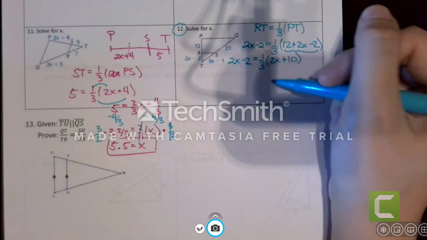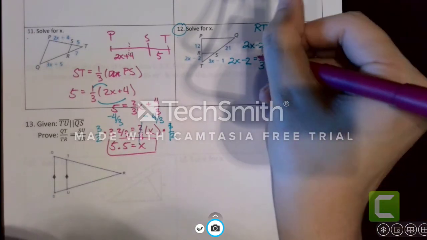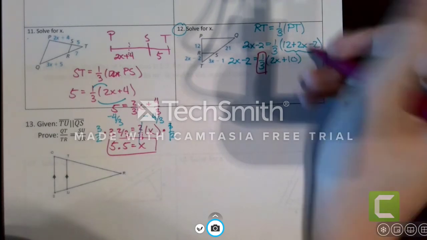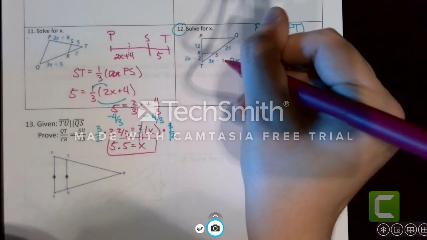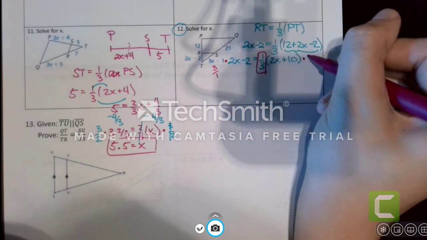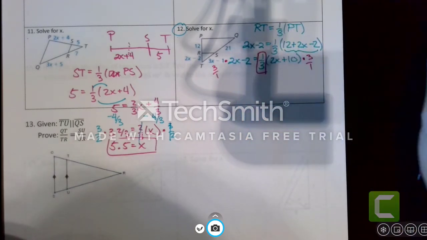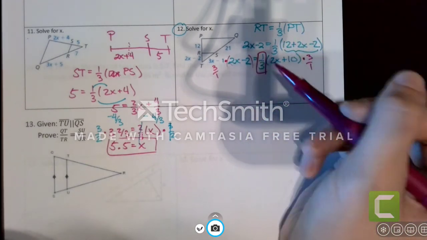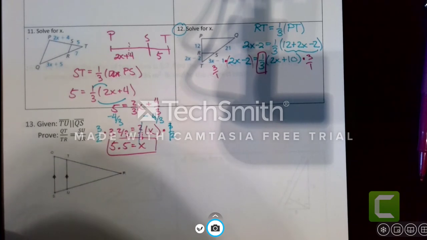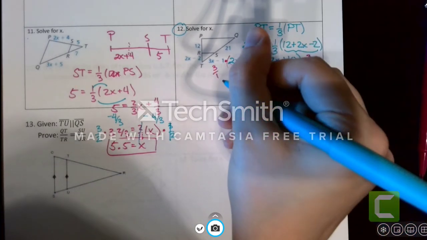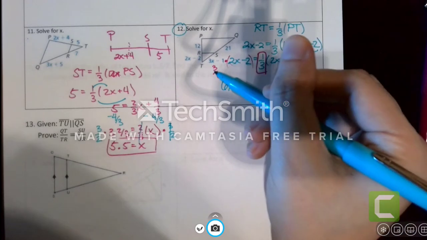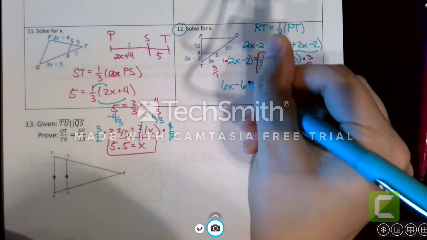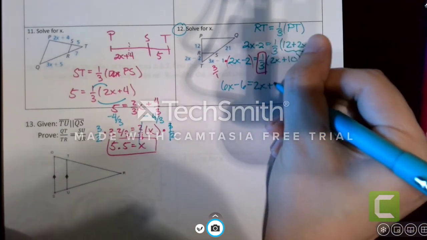The easiest thing to do is to get rid of this fraction right here. So multiply both sides by 3 over 1 on the left and 3 over 1 on the right. And since we're multiplying 3 over 1 to an expression, we're going to need to distribute it, which means you have 3 times 2x to get 6x minus 3 times 2, which is just 6, and that is still equal to 2x plus 10.